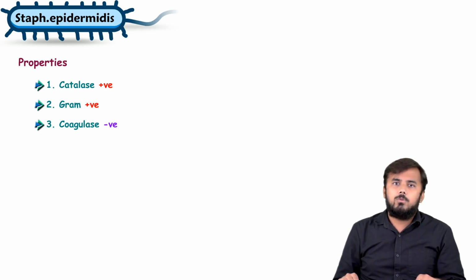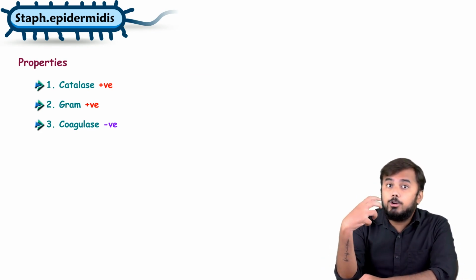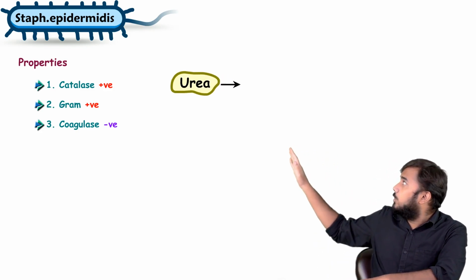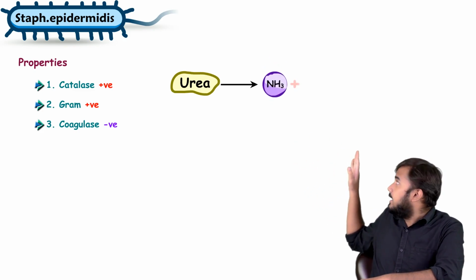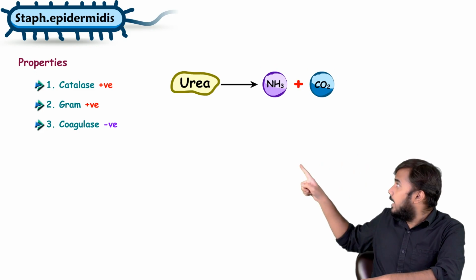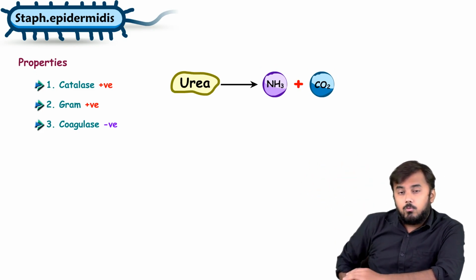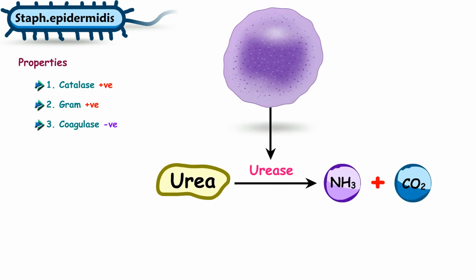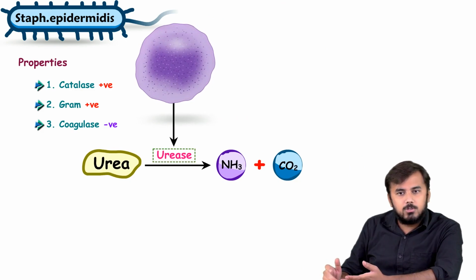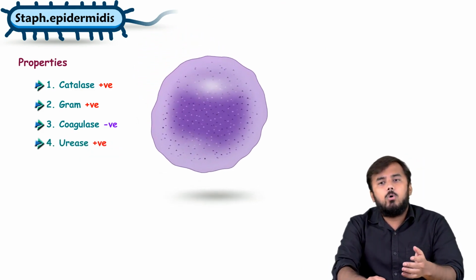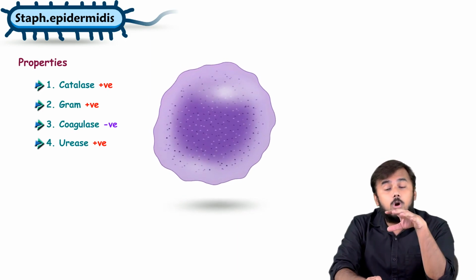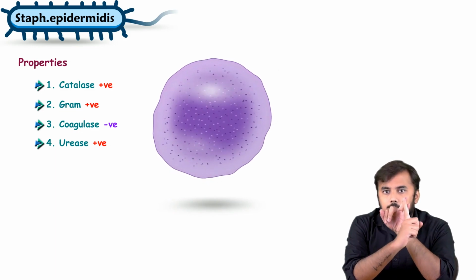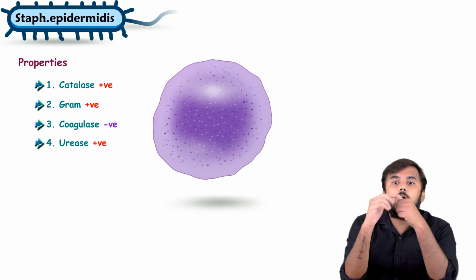Yes. Point number 4 is that you have urea in your body, right? Now, if I convert urea into ammonia and carbon dioxide, what is this enzyme? The enzyme is urease. And surprisingly, this bacteria releases this enzyme urease. So can I tell it is urease positive? Yes. So overall, I wanted to tell you that this bacteria has many characteristics. It is urease positive, it is catalase positive, it is gram positive, but it is coagulase negative.